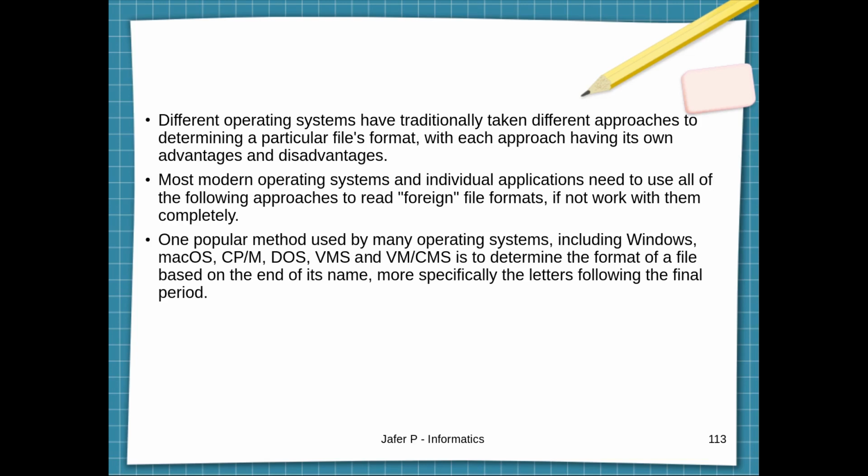One popular method used by many operating systems, including Windows, Mac OS, CP/M, DOS, VMS, and VM/CMS, is to determine the format of a file based on the end of its name, more especially the letters following the final period. So most popular operating systems determine the file format with the extension. What is an extension? Following the name, there will be a dot, and after that a sequence of characters to determine the file format.